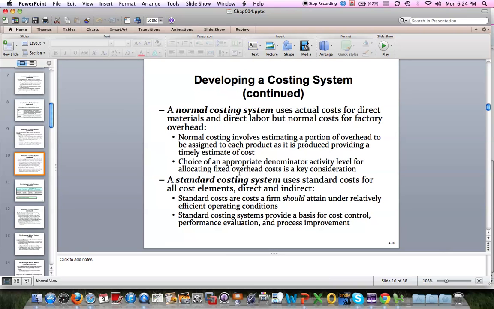So we estimate total overhead for the year. That's the numerator, the top part of this formula that we'll look at. The denominator, the bottom part of that formula, is what we'll use to allocate overhead. And we'll get to some examples of that coming up.